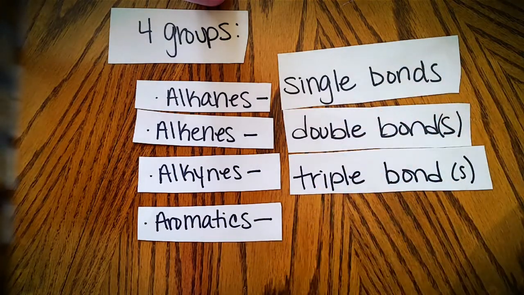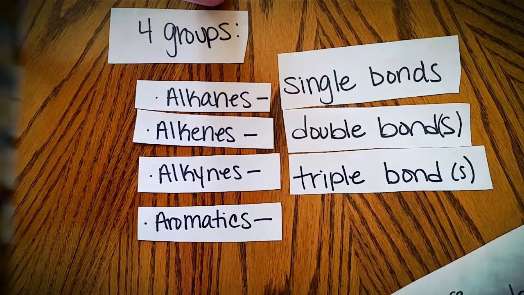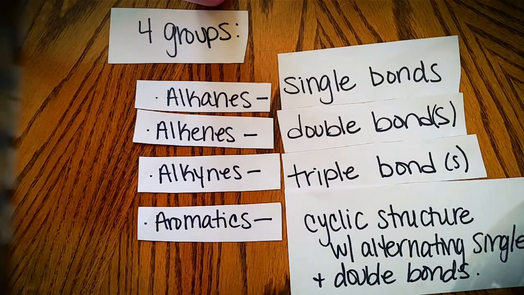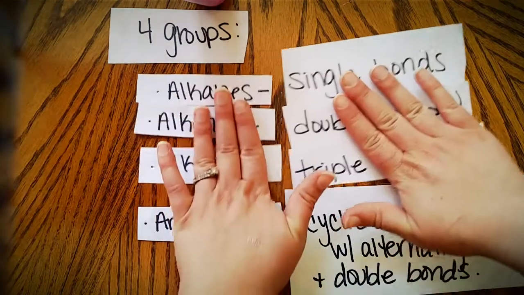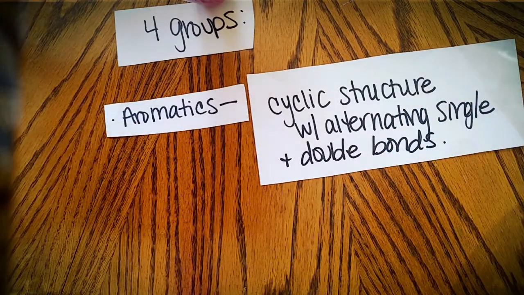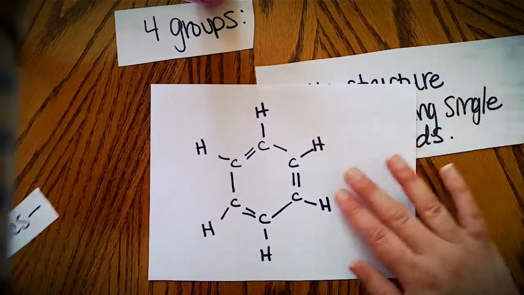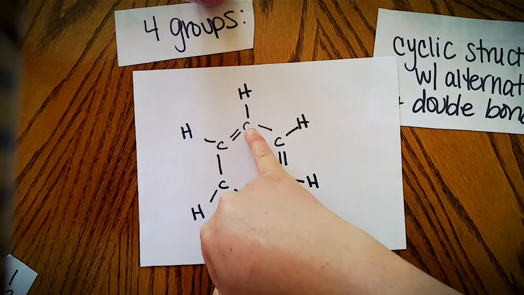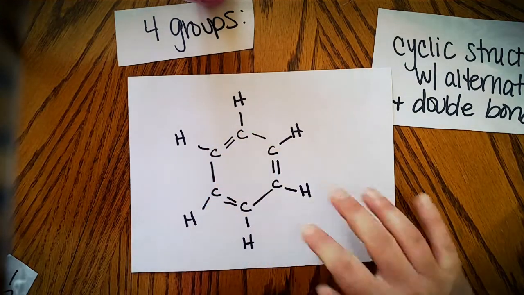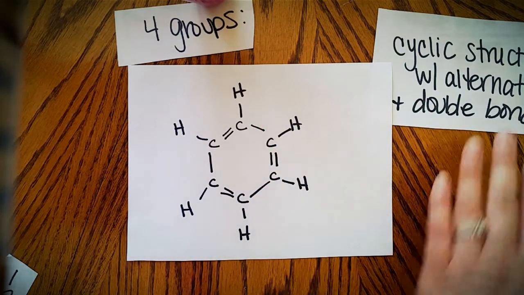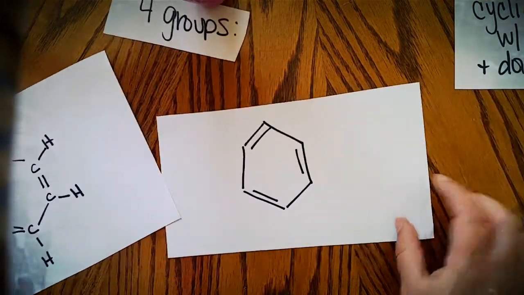Aromatics are very specific. They have a cyclical structure with alternating single and double bonds. So I'm just going to show you what that looks like for one moment. This would be an example of an aromatic. This is called a benzene ring. So an aromatic will have at least one of these benzene rings in it. Notice that I have my carbons in this hexagon shape here with the hydrogens attached to it, and I have alternating single and double bonds. That benzene ring can also be written like this.